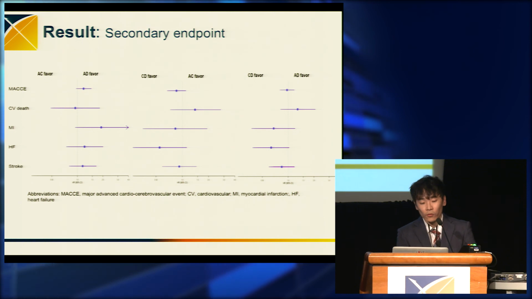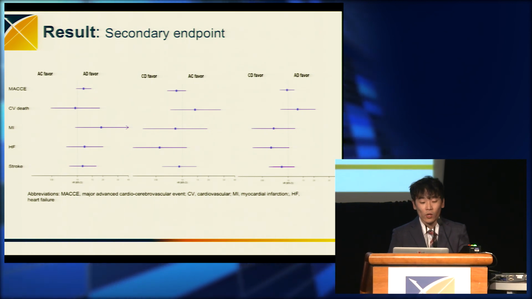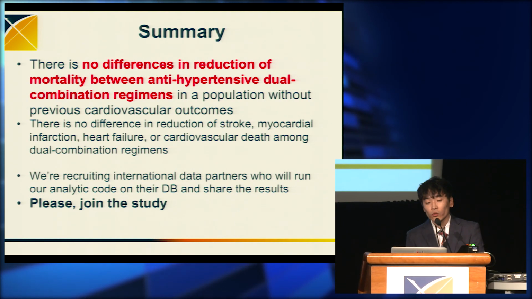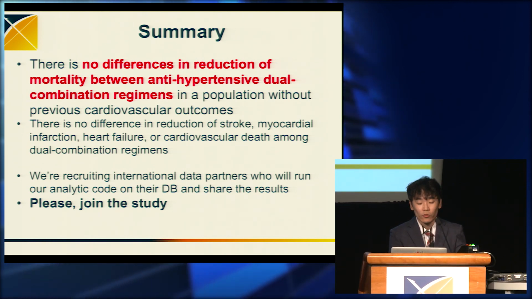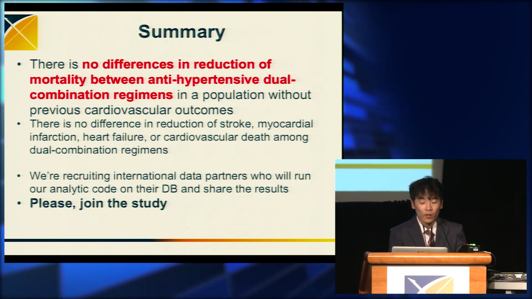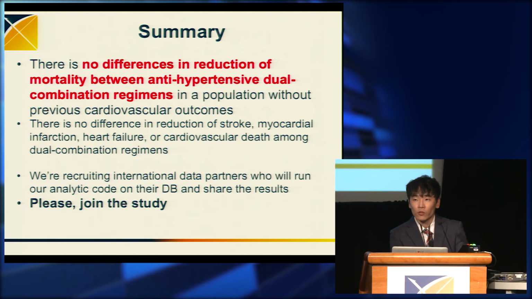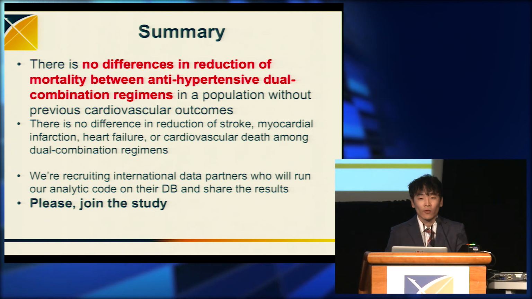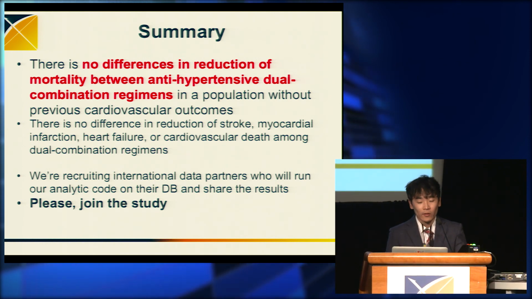In the secondary endpoints, I don't see any differences in terms of CCE or cardiovascular death, myocardial infarction, heart failure, or stroke among those regimens. So in summary, there is no difference in reduction of mortality between antihypertensive dual combination regimens in the population with previous cardiovascular outcomes. And there is no difference in reduction of stroke, myocardial infarction, heart failure, or cardiovascular death among dual combination treatments. This result was presented in the highlight session of the European Society of Cardiology Congress, which means that cardiologists are very interested in this issue and want to find the answer to these questions.